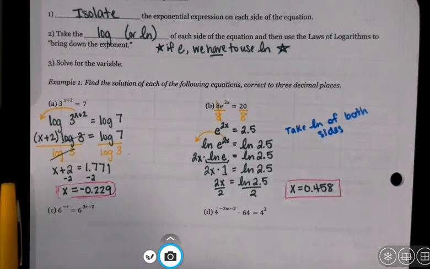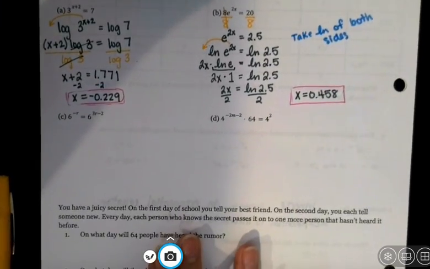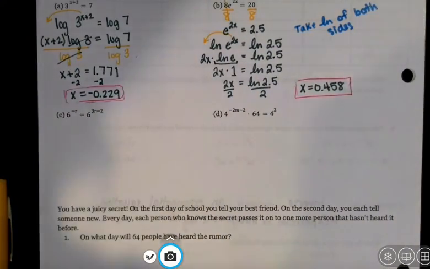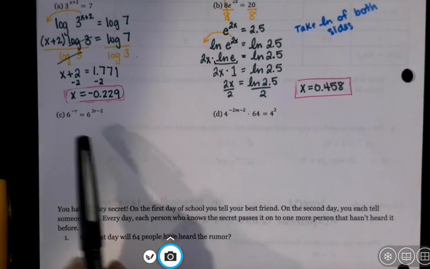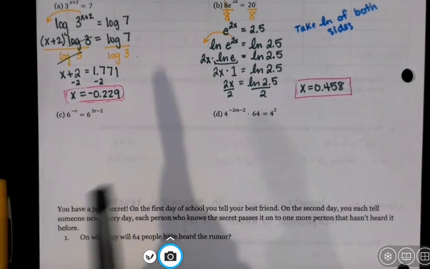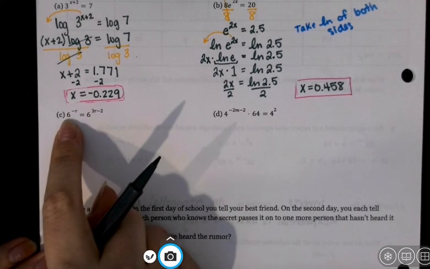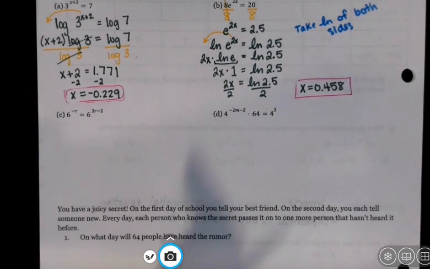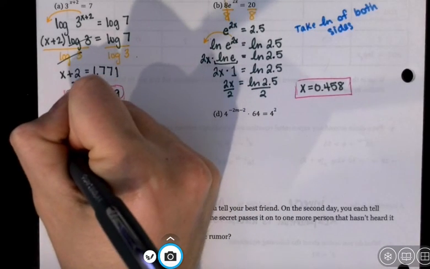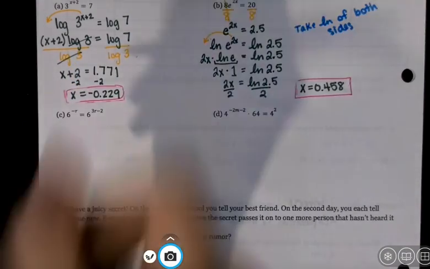I'm not going to do both C and D, but I do want to kind of briefly talk about them to get you started. So looking at C, I have variables on both sides, both as exponents. So this one is on the 6, and this one is also on the 6. And right now, each side of my equation is already isolated. So I do want to start by taking the log or the natural log of both sides. And it doesn't matter which one I do, you'll get the same answer either way. So I'll do log still.